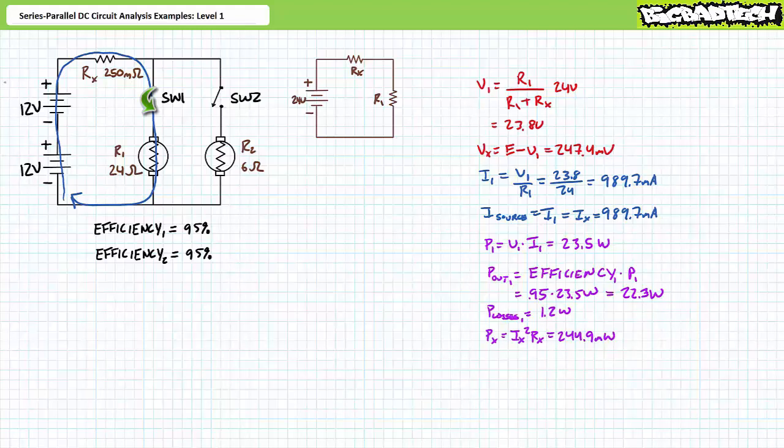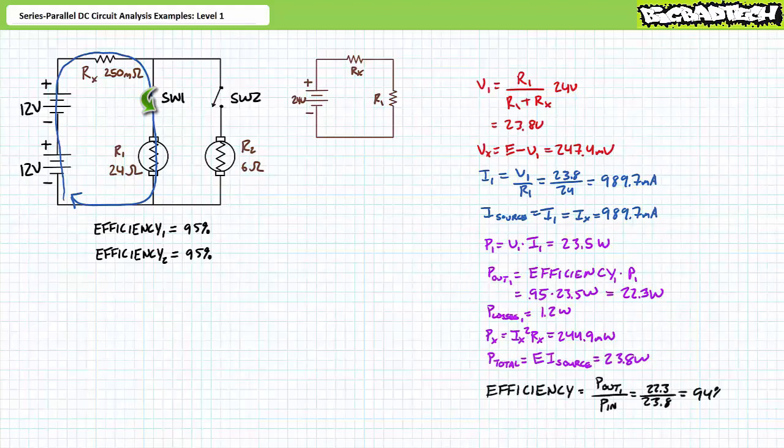equal to the current through it squared times its resistance. Substituting our given values yields 244.9 milliwatts. Total power equals supply voltage times source current. Substituting our given values yields 23.8 watts. Ultimately, 23.8 watts of input went into this system, and it yielded 22.3 watts of usable power output. Efficiency is output over input. Substituting our given values demonstrates an efficiency of 94%.